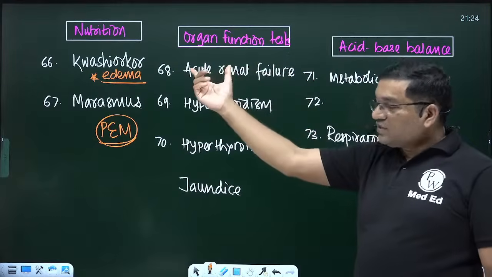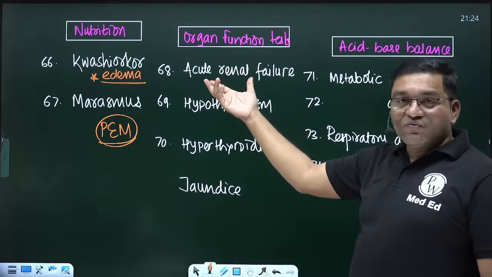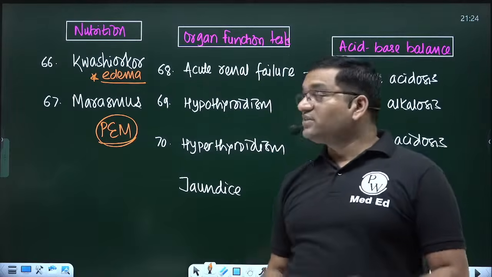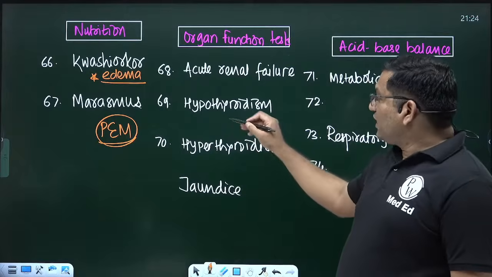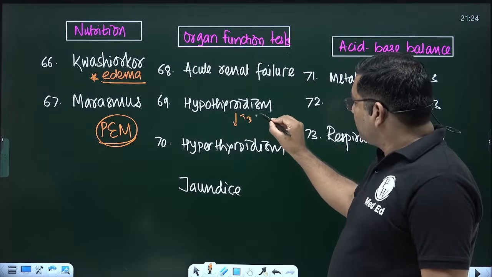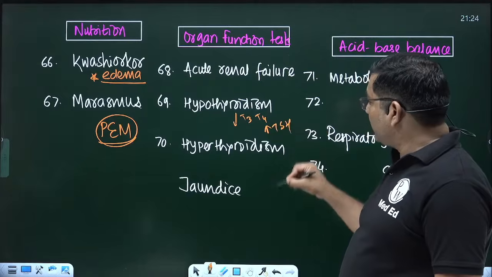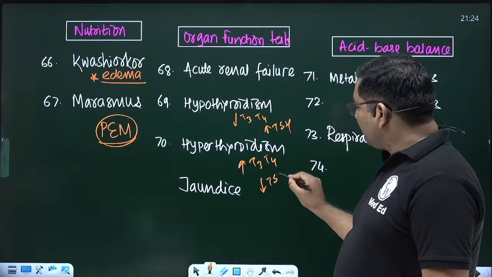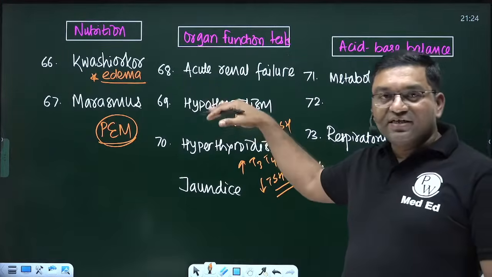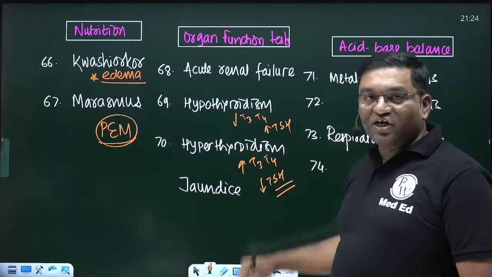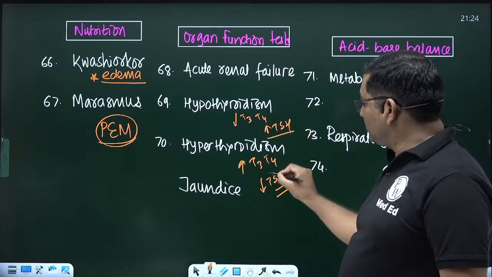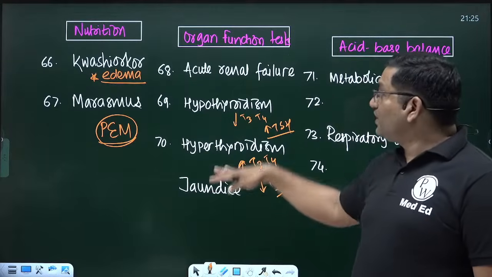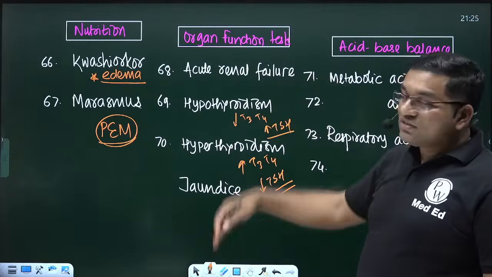Then in the organ function test, if there is increased creatinine, increased urea, along with deranged electrolyte levels, and if clearance is decreased, it indicates acute renal failure. Hypothyroidism means a decrease in T3 and T4 and an increase in TSH level. Hyperthyroidism means an increase in T3 and T4 hormones and a decrease in TSH level. So hypo means decreased thyroid hormones, hyper means increased thyroid hormones, and TSH is inverse. We already discussed prehepatic, hepatic, and post-hepatic jaundice. So these are the topics under the organ function test.